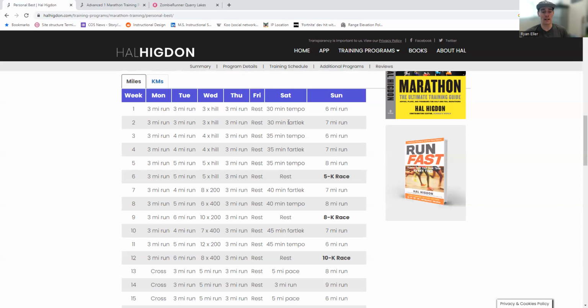So that's something to consider as well when you're thinking about these fartleks and you start to add more and more time to them. If you have a stretch that you really like to run hard in your training, go do it. It's really up to the runner.